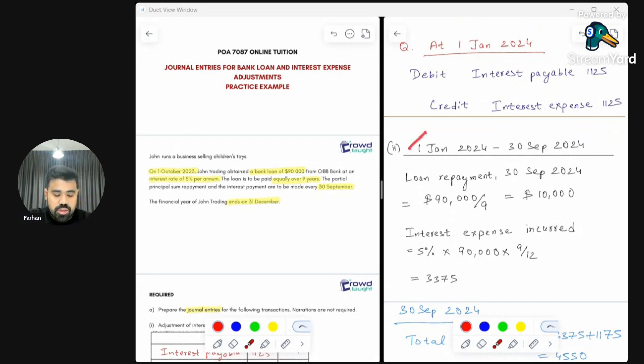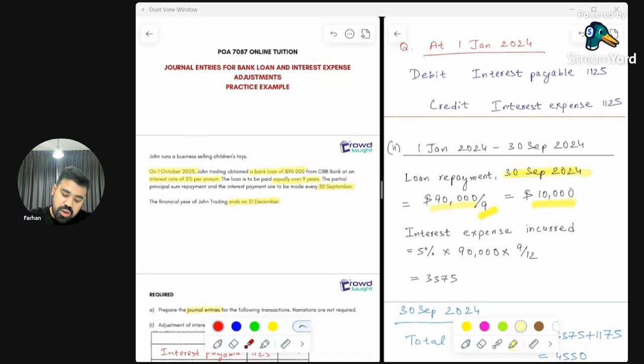So what we're going to do is look into the first 9 months of 2024, which is from 1 Jan 2024 until the end of 30 September 2024. And this is mainly because we know there are some adjustments happening within the loan at 30 September 2024. So we want to calculate this within multiple time frames. There's a loan repayment of 30 September 2024. And the amount of the repayment is $10,000, which we have derived basically by dividing the loan amount of $90,000 over the 9 years of repayment, which gives us $10,000 as the repayment every 12 months or every year.